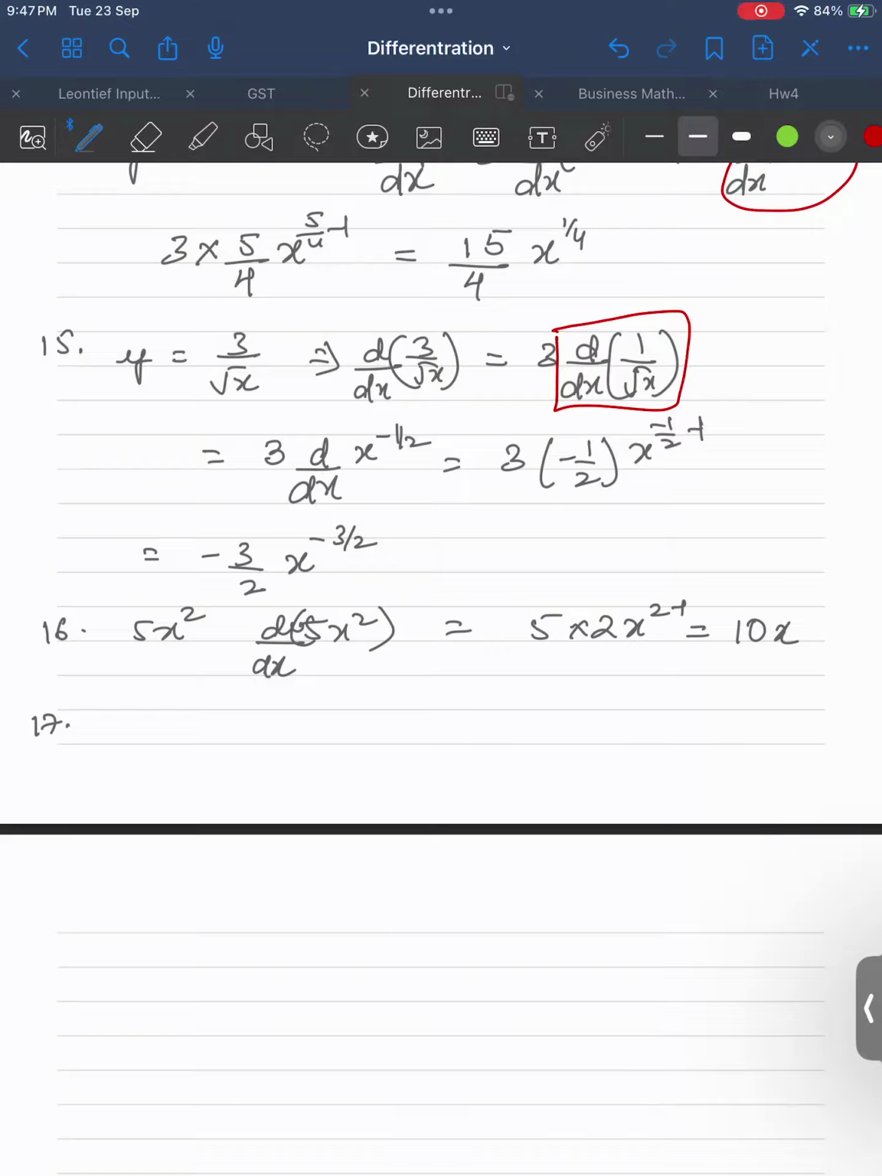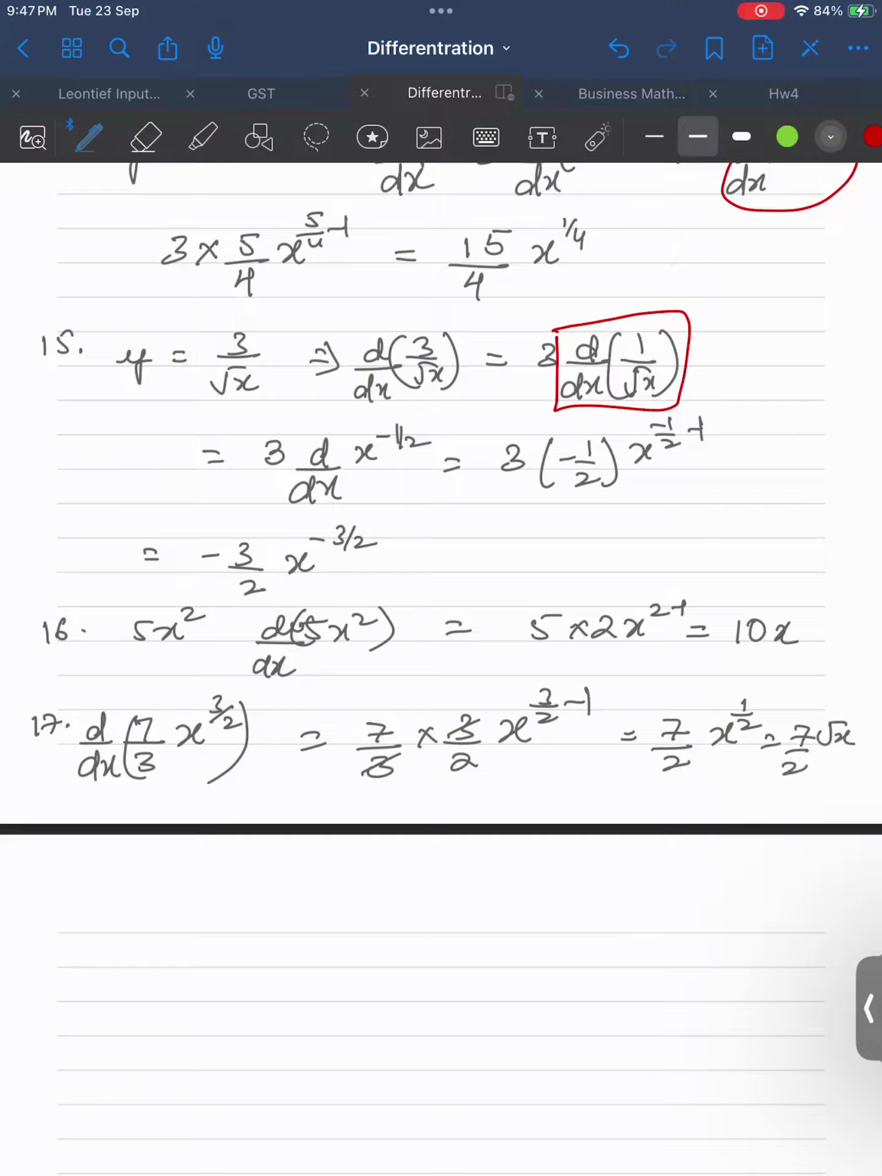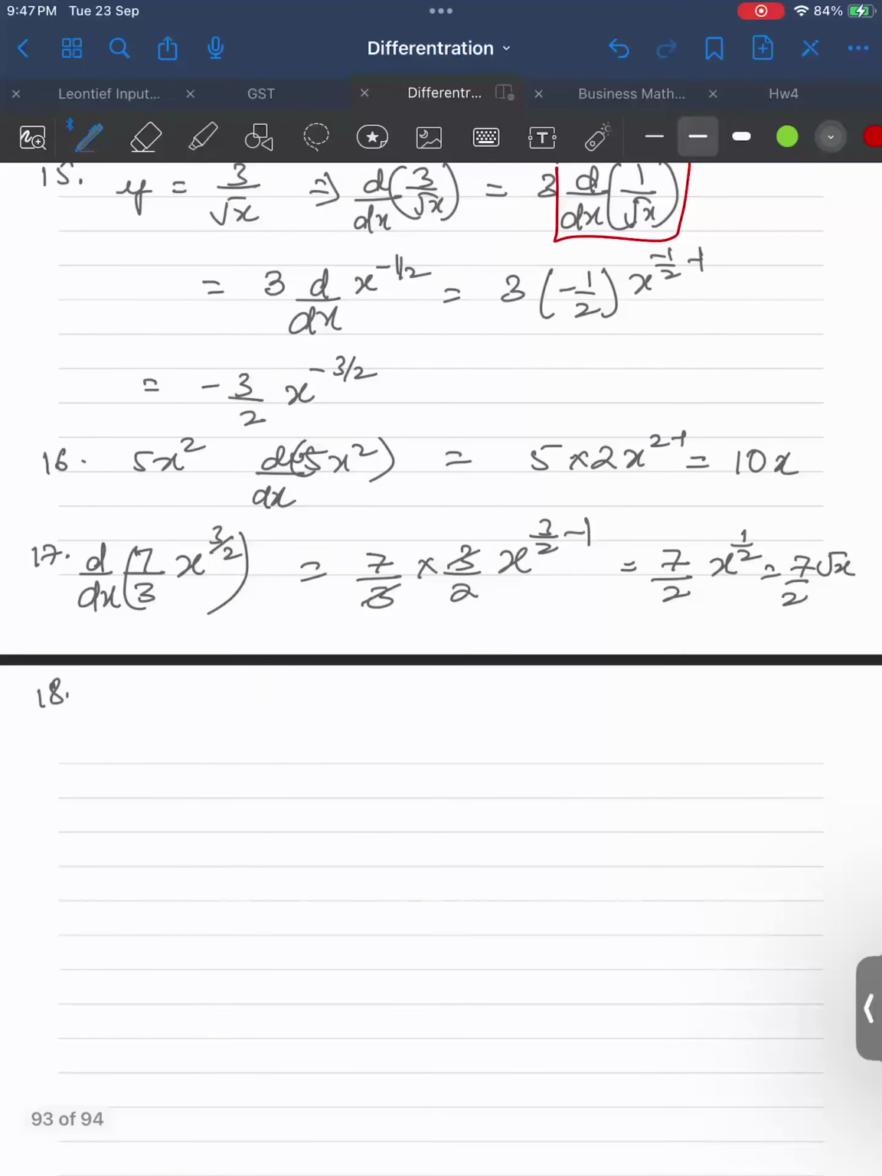Let's say 7 by 3 x power 3 by 2. We are interested to know dy by dx of it. 7 by 3, 3 by 2, x power 3 by 2 minus 1. It comes out to be 7 by 2 x power half, or I can say 7 by 2 root x. Okay? Simple. Let's see one more question, the 18th.